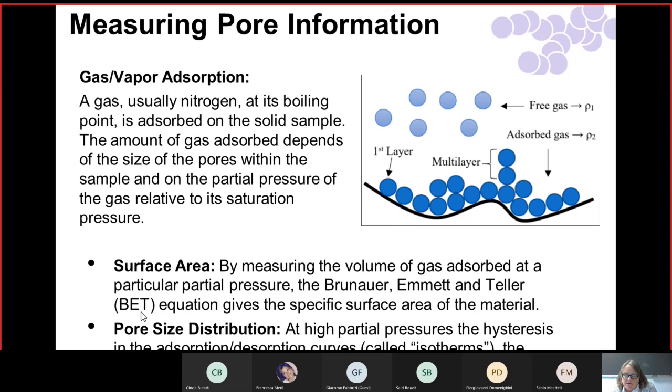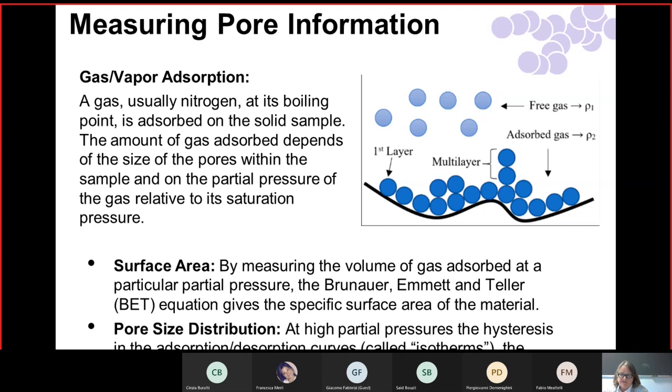You can also get the pore size distribution. As you go to higher partial pressures, and what I mean by the partial pressure is we pressurize the system, we measure that, and we go all the way up to the saturation pressure. You go through a procedure of adsorption, where you're depositing the gas onto the surface and into the pores, and desorption, where you're pulling the gas off of it. And these things are measured at constant temperature, so they're called isotherms.